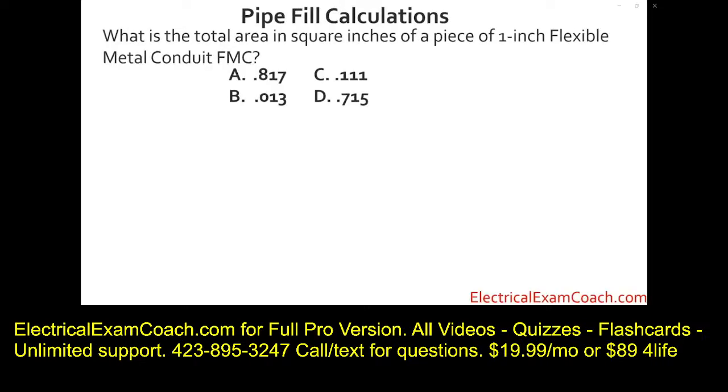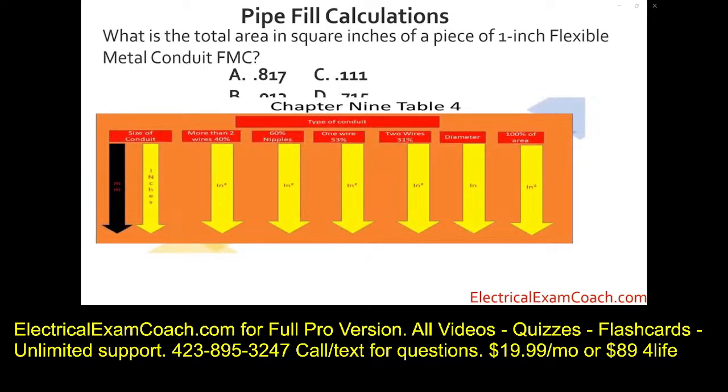What is the total area in square inches of a piece of 1-inch flexible metal conduit? For this one, we're going to head straight to Chapter 9, Table 4. When we get there, we're going to verify that we're in the right type of conduit. Then we're going to start on the left-hand side and find our size of conduit. Then we have to cross all the way over to the 100% fill area. I have been tested on this in the past, so it's good to be familiar with using this table on all spectrums. And in this case, we're going to select 0.817. Great job.